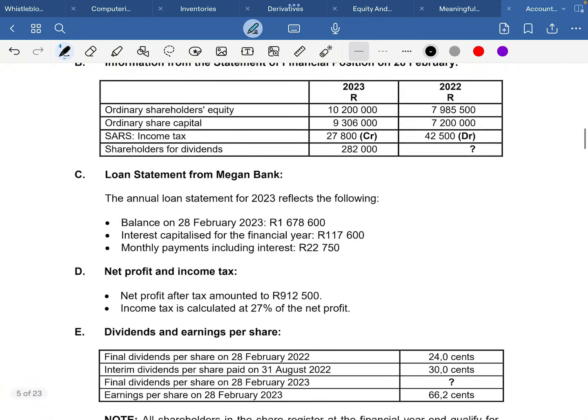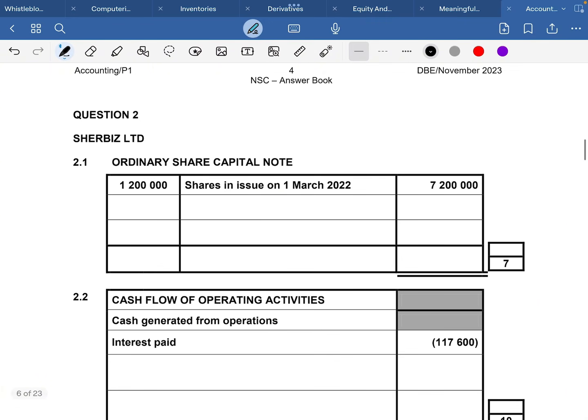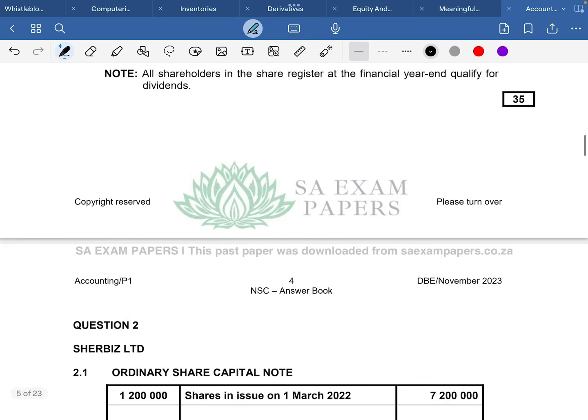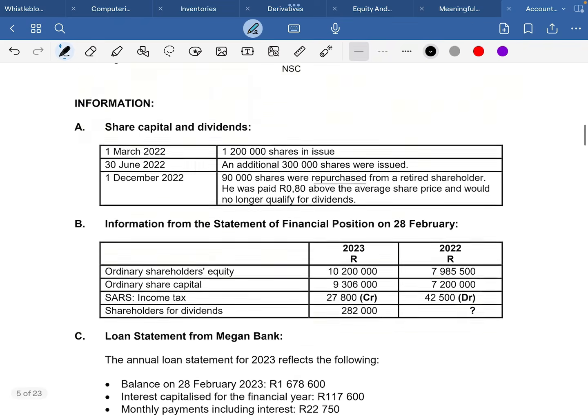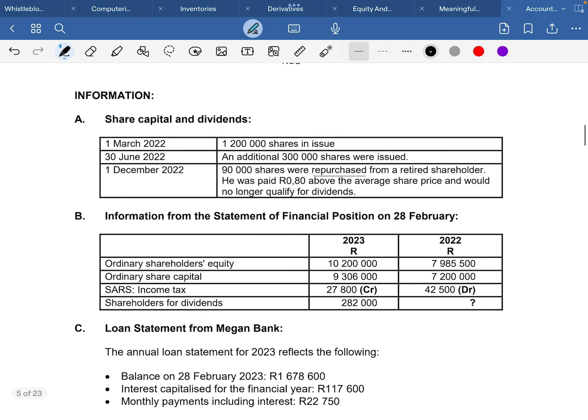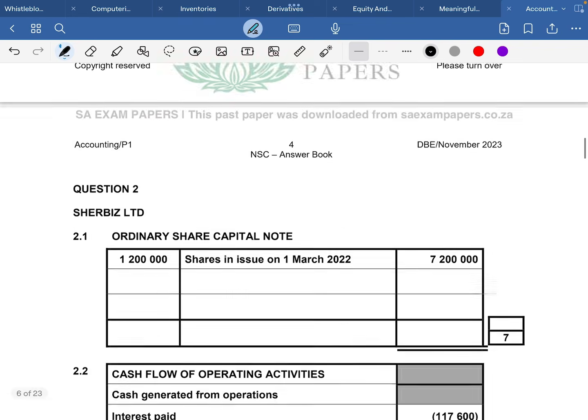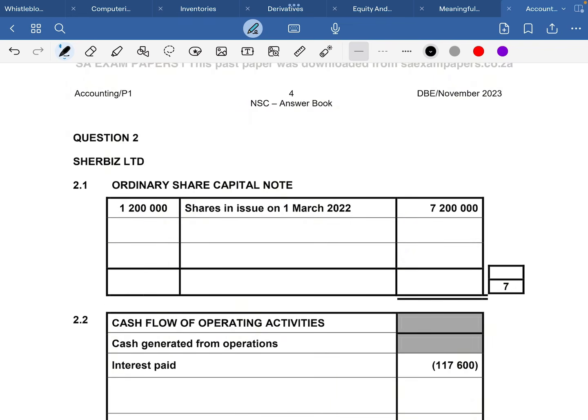Okay, so let's just scroll onto the answer book here. So we have quite some events. And the first one that we have here is information A. Okay, so they said 1 March 2022, we had 1,200,000 shares in issue. Okay, so that's already been recorded for us, 1,200,000 shares in issue. And then we know that we had a repurchase.